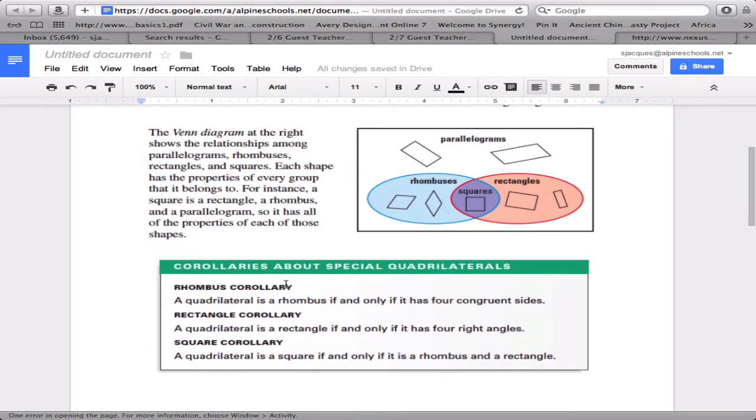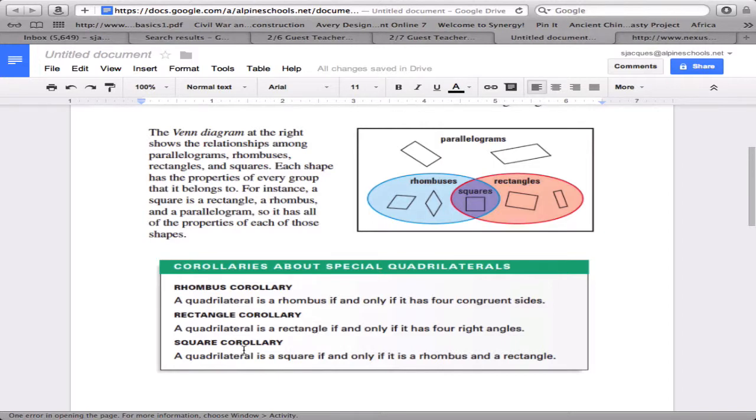Let's look at the rhombus corollary, and that states that a quadrilateral is a rhombus if and only if it has four congruent sides. So it has to have those four congruent sides in order to be a rhombus. So if we look, squares and these two shapes are rhombuses because they have four congruent sides. The rectangle corollary is a quadrilateral is a rectangle if and only if it has four right angles. So we look up here and we go, oh, rectangle, four right angles, and a square is also a rectangle.